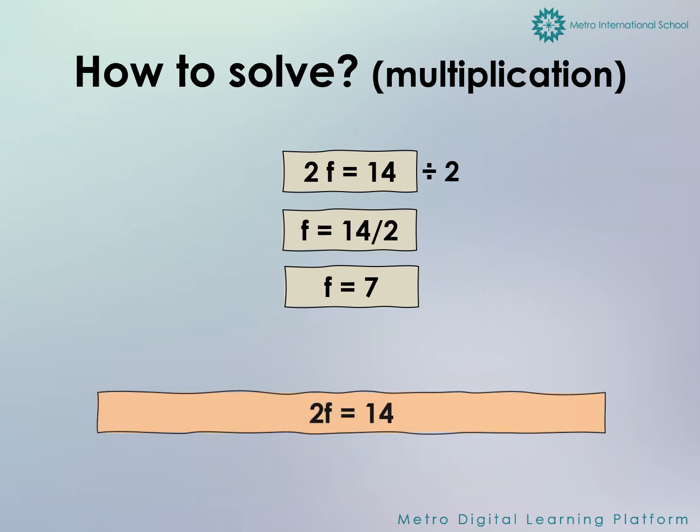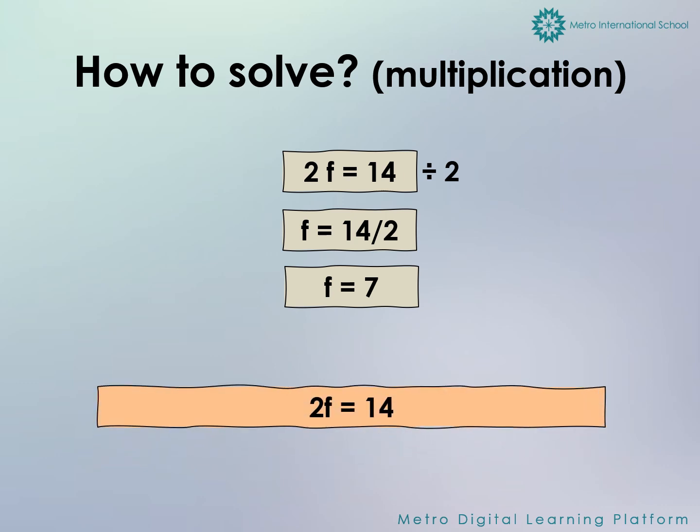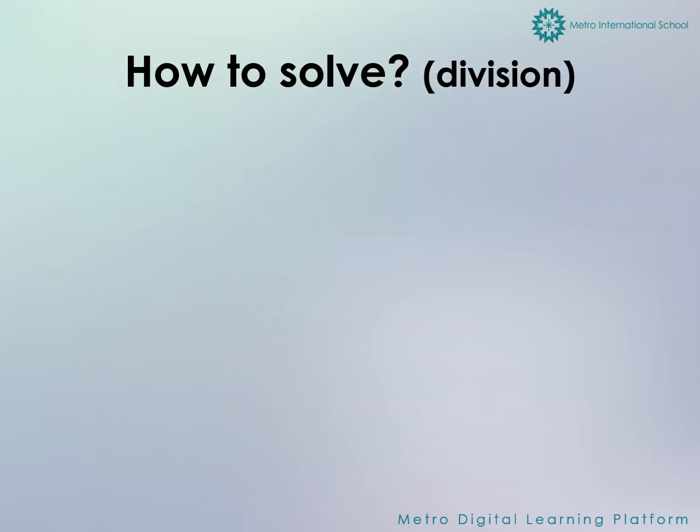Now, let's substitute 7 for f in our original equation and find out the answer. And as you can see, we were correct. 2 multiplied by 7 equals 14. By now, you must have figured out how easy it is to solve these equations. Now, let's take an equation with a final sign that is division.